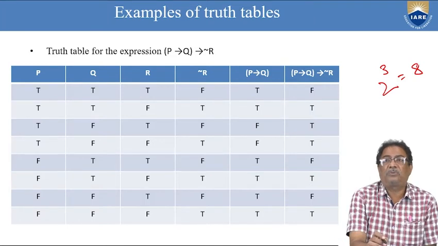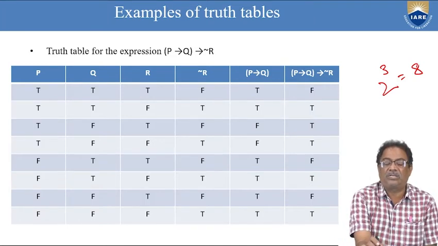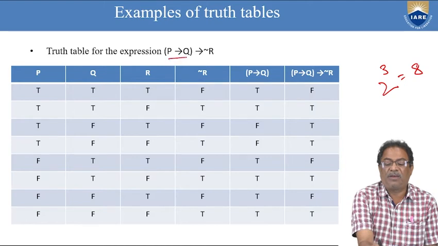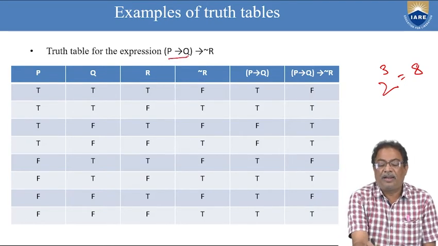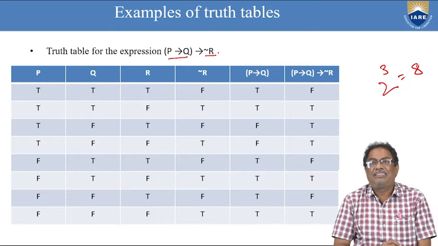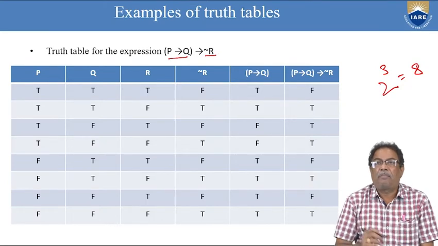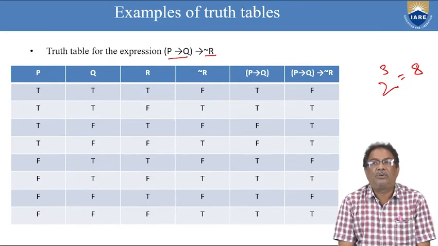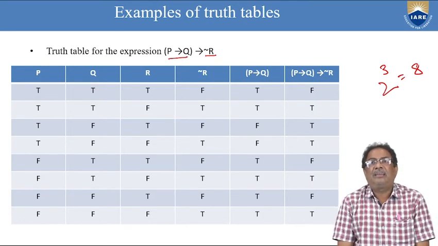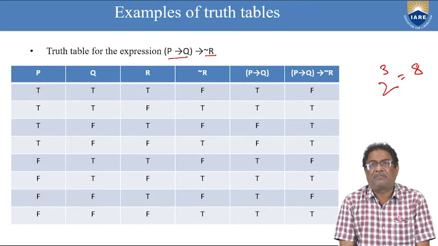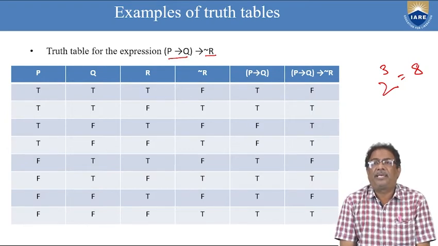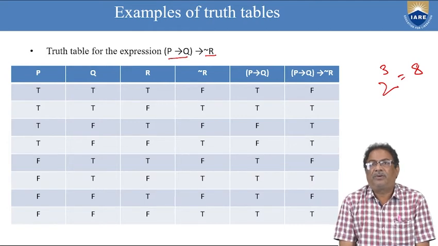Now, whatever the expression is, if you are going to construct a truth table, first of all we have to calculate the value of this, and after that we have to calculate this. Then we take the compound proposition and identify its truth value. So first let us take the negation of R. Whatever the R truth values are, we take the opposite. Whenever true is there, that will be false. Whenever false is there, that will be true.